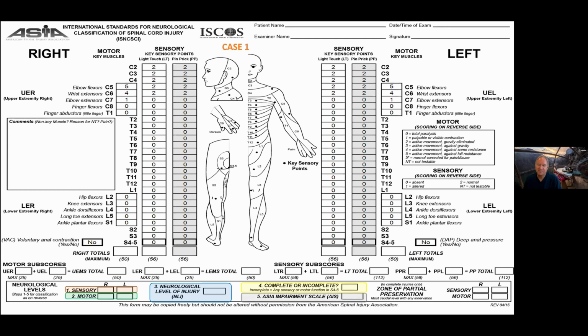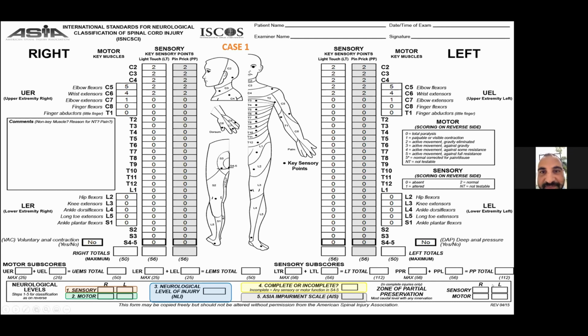And so what ASIA impairment scale would you assign? I'm going to go with, is it D? So a complete injury, no-sign is also associated with ASIA impairment scale A. A is the complete injury. Shoot. Okay. The incomplete injuries are B, C, D, and E. So your final answer here is going to be A.